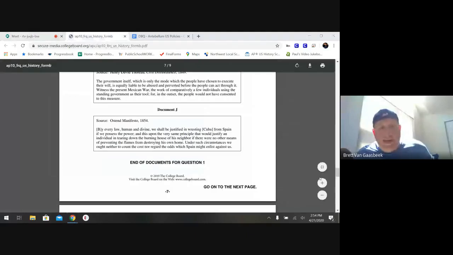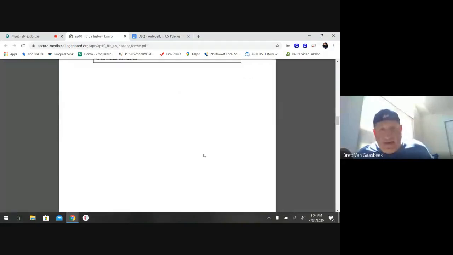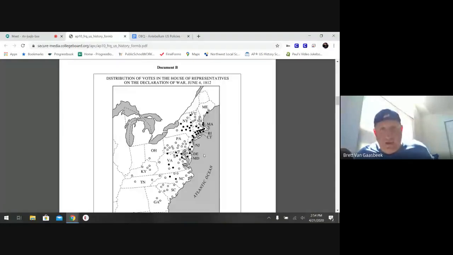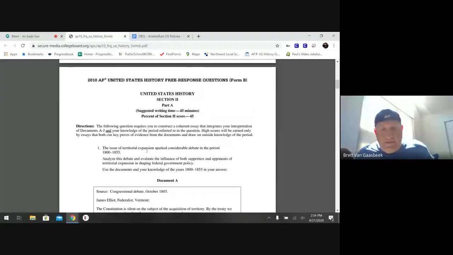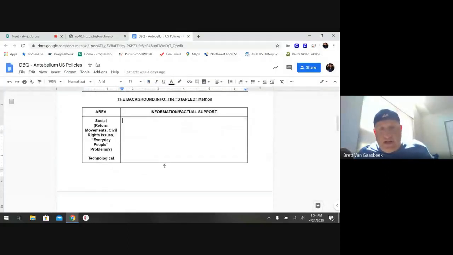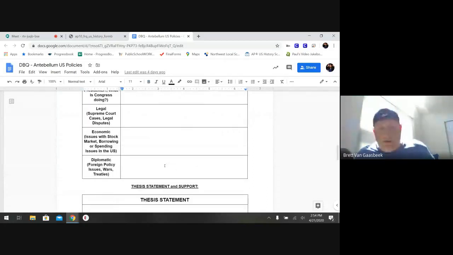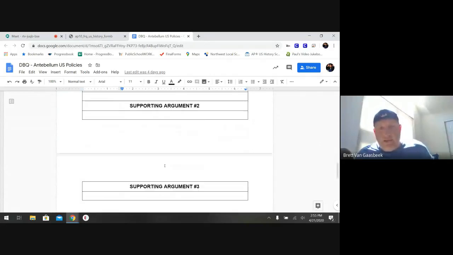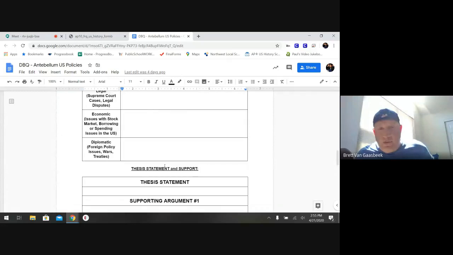Again, all these documents are trying to help you to answer the initial question about debates. You should also have your background info that you can use for your outside information and for your point that frames the argument. Remember, historical context is important. And then, of course, you would have your thesis and your three supporting arguments, and I kind of walked you through that anyway.